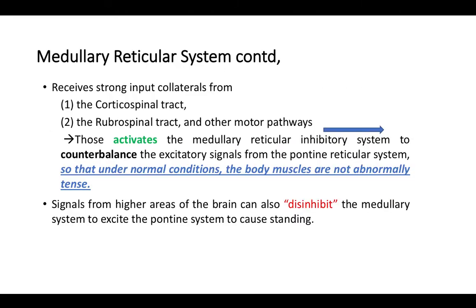Now, what are the efferents that reach the medullary reticular system? The medullary inhibitory reticular area receives strong inputs from the corticospinal tract, rubrospinal tract and other fibers from the basal ganglia. These fibers activate the medullary reticular inhibitory system to counterbalance the excitatory signals from the pontine reticular system. Now, you would have understood why there should be an antagonistic function.